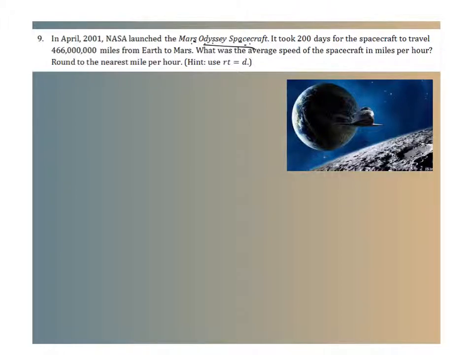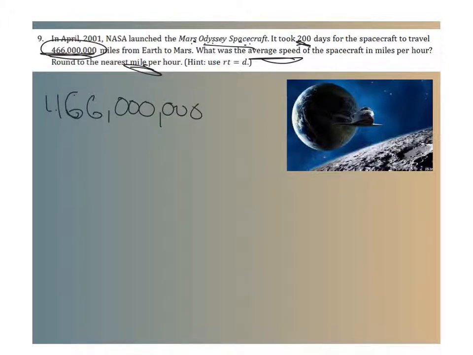All right, so in April 2001, NASA launched the Mars Odyssey spacecraft. It took 200 days to travel 466 million miles from Earth to Mars. What was the average rate of speed of the spacecraft in miles per hour? So it took 200 days to go this far. They want it in miles per hour. So you take 466,000,000, okay, that's miles, divided by 200.